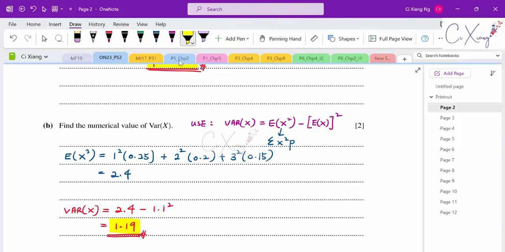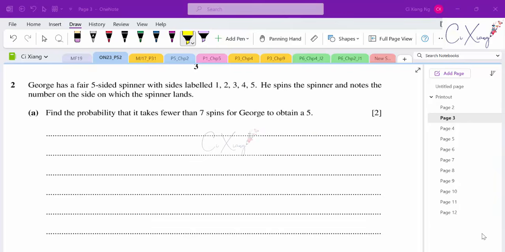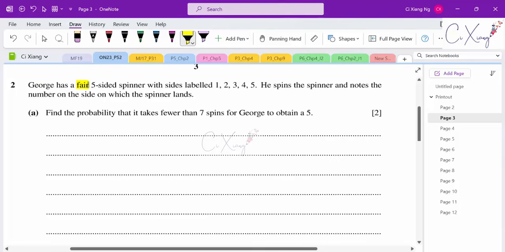Okay, so this is how we solve question number 1. Okay, so for question number 2, we are having the fair 5-sided spinner. Then label 1, 2, 3, 4, 5. And then he spins the spinner and notes the number of the side where the spinner lands. Okay, so they want us to find the probability that it takes fewer than 7 spins for George to obtain a 5.